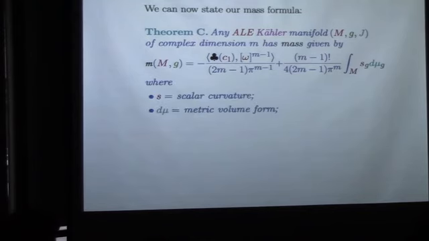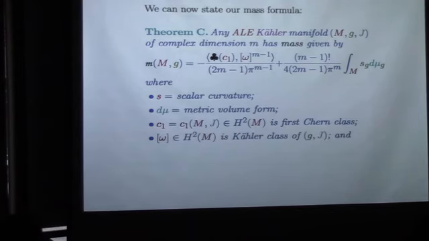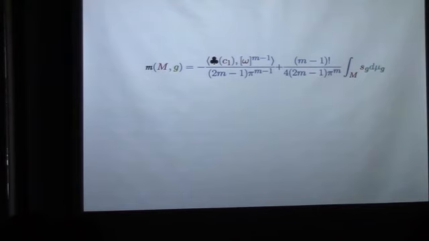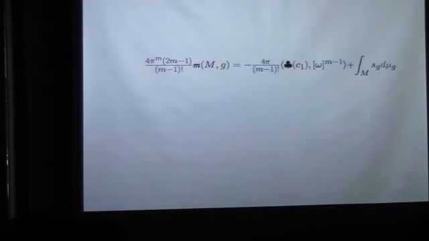So again, S here is the scalar curvature. We're integrating against the metric volume form. C1 is the first Chern class of the complex structure, and omega is the Kähler class. And here, this pairing is the natural Poincaré duality between compactly supported cohomology and ordinary de Rham cohomology. So this looks like a horrific formula, maybe. It might look a little bit better if I move some of the factors over to the other side, so we just have the integral of the scalar curvature plus something else.